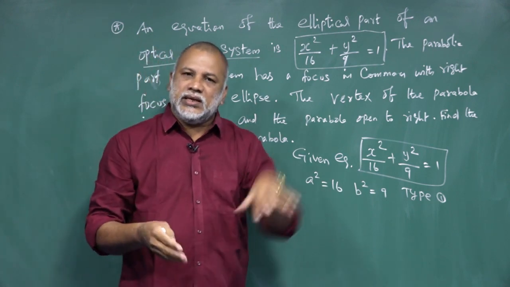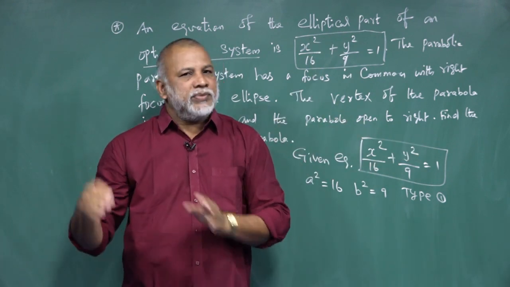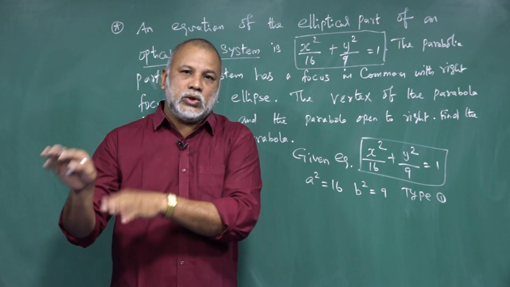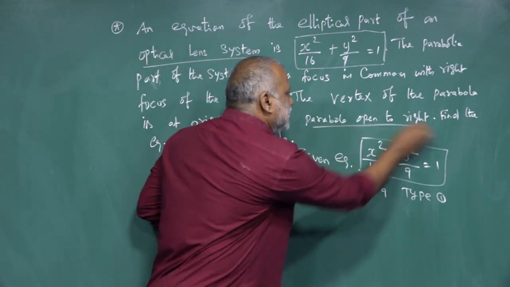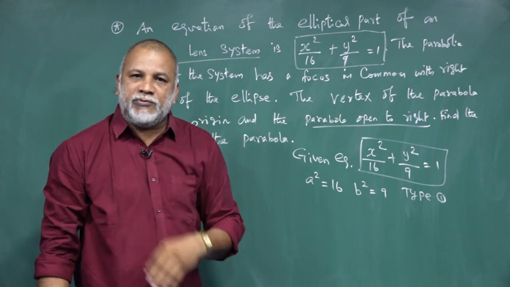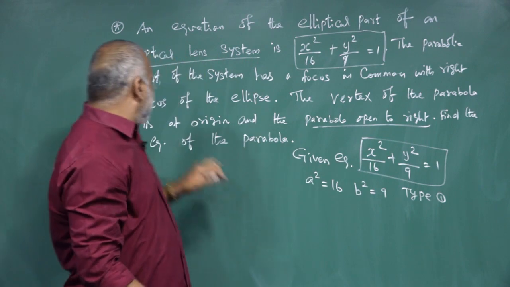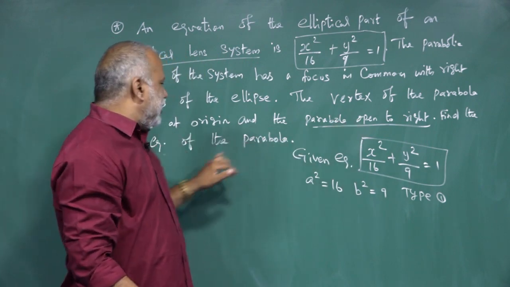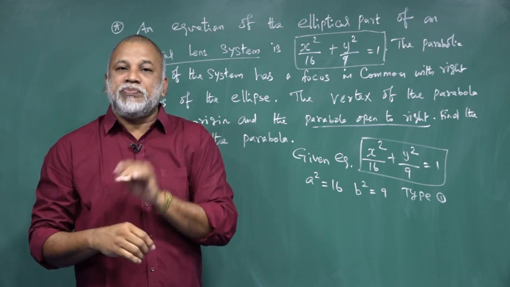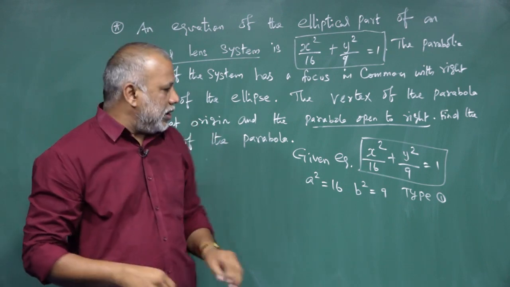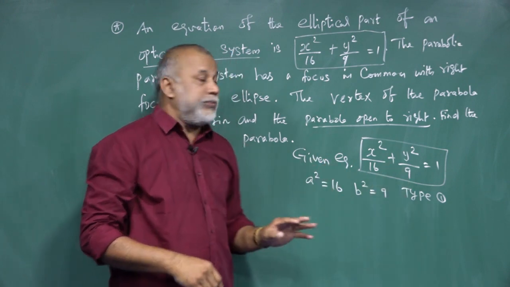So we already discussed the standard equation of the parabola and the diagrammatic explanation, in the same way for ellipse and also parabola. See, the parabola is open right. So we are having four types of parabola. Here they are mentioning the parabola is open to the right. Now we are going to find the equation of the parabola. Finally, the question asked is to find the equation of the parabola. See here, given the ellipse, we are finding out a squared, b squared, type 1.